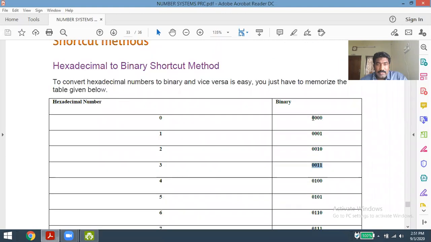There are only 4 bits for each and every value. So 0 in the form of binary is 0 0 0 0. Take the 4 bits.